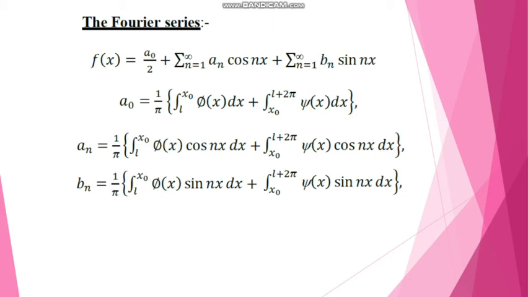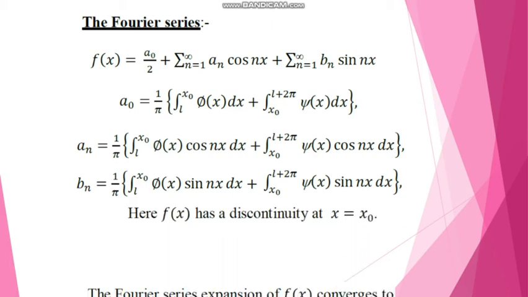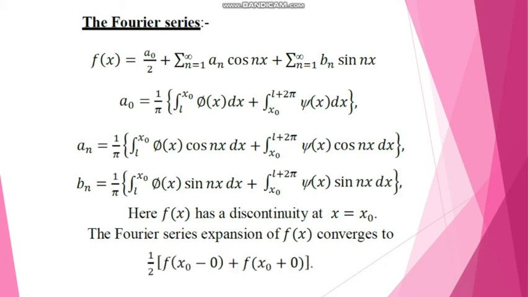So mainly we have observed that this function f of x has a discontinuity at x equal to x naught. The Fourier series expansion of this kind of function converges to half times f of x naught minus 0 plus f of x naught plus 0.